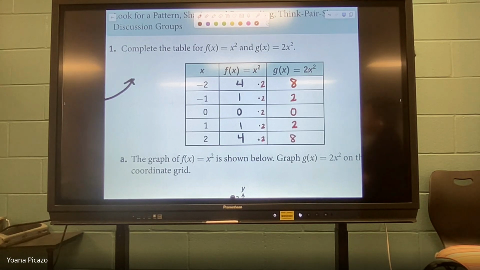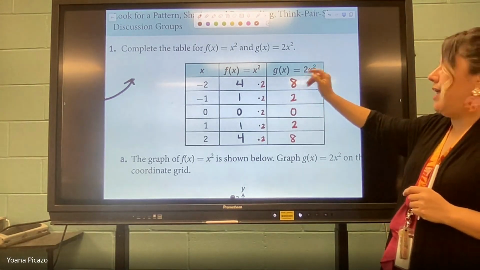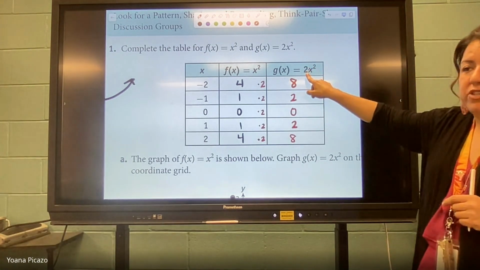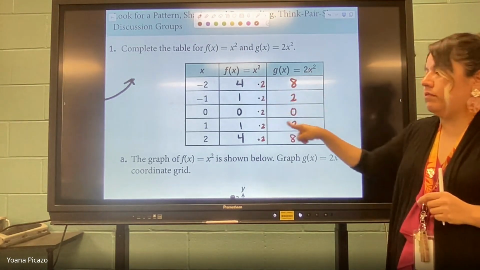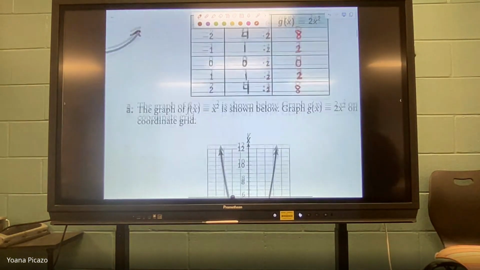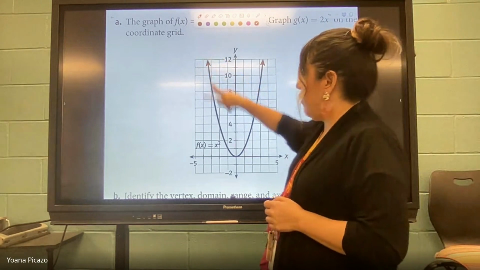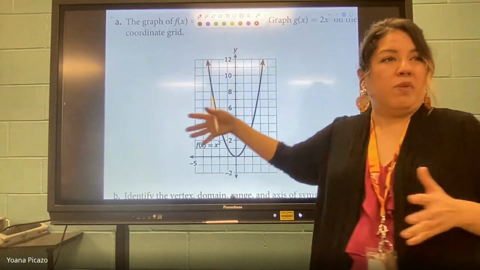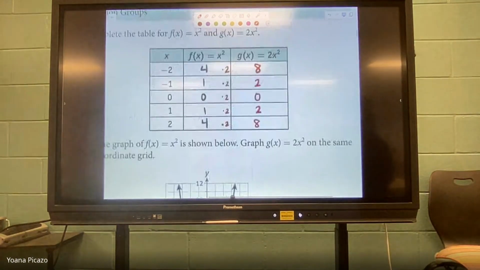8. Okay. So when I take my quadratic parent function and multiply it by 2, look at what happened to all of our y values. They all multiplied by 2. They have done us the favor of graphing the parent function. We know what it looks like. We did it like 5 times yesterday. Now let's go through and graph the new one.